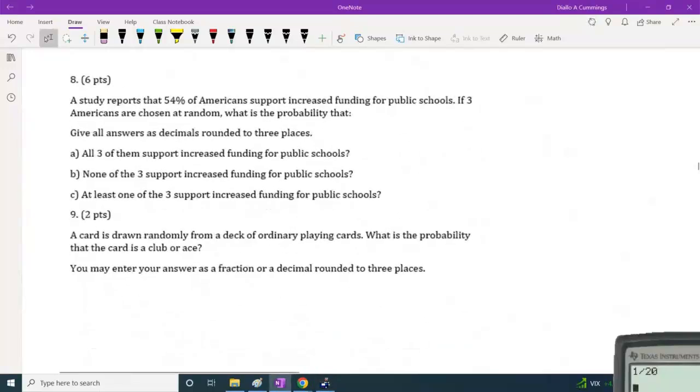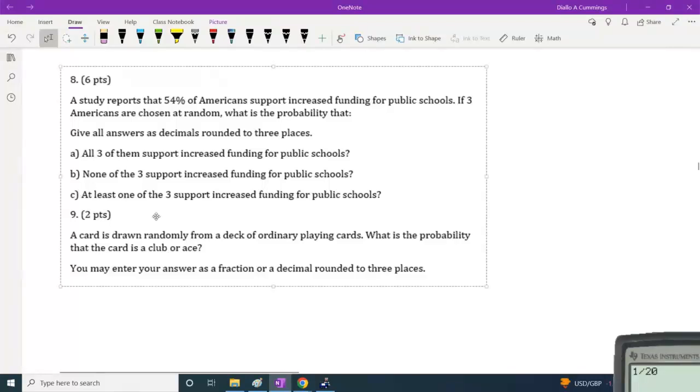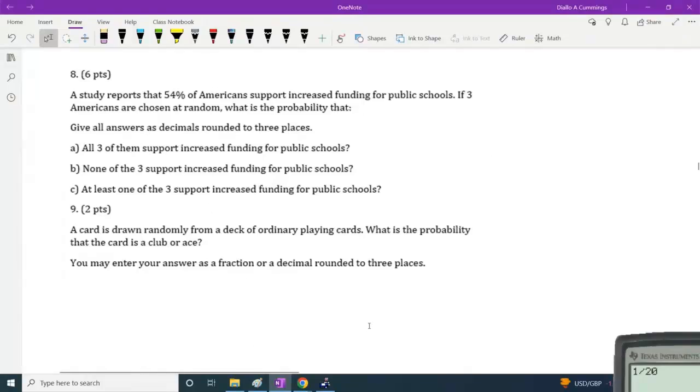All right, moving along to number 8. It says a study reports that 54% of Americans support increased funding for non-public schools. If 3 Americans are chosen at random, what is the probability that A, all three of them support increased funding? B says none of the three support increased funding. C says at least one of the three support increased funding.